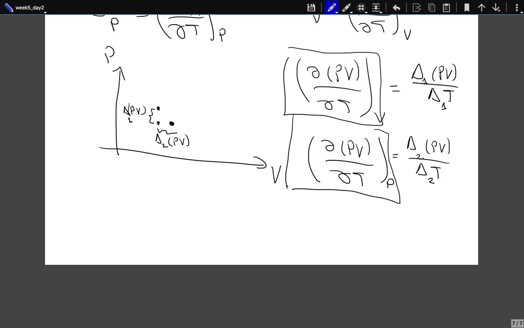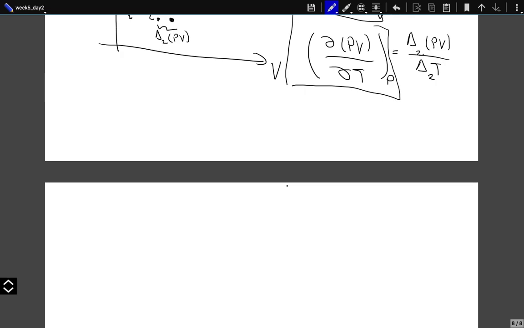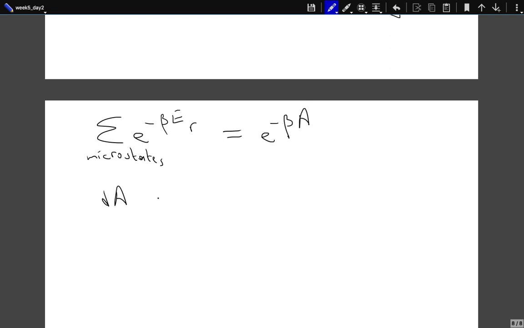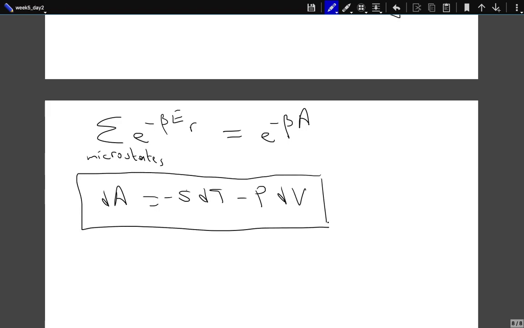How the partition function becomes exponential minus... So this is the question. We have the sum over all microstates of e to the power minus beta E_R. Then I claim that this was actually equal to e to the power minus beta A, where dA is equal to minus S dT minus P dV. How do we know this?